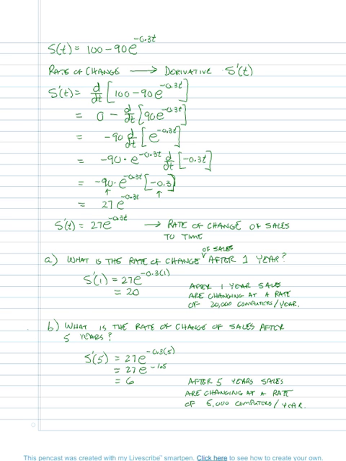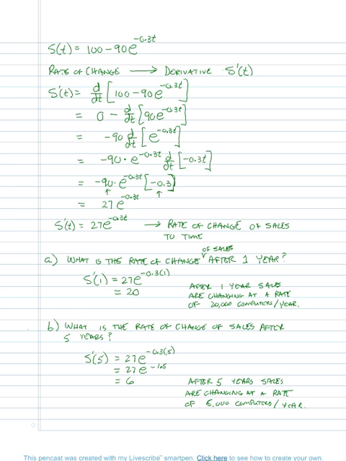It's not saying that we're selling 20,000 computers a year. It's not saying we're selling 6,000 computers a year. It's saying that after 1 year, the rate at which the sales are changing is by 20,000 a year. So if it continued to do this, then after 2 years it would be increasing another 20,000 a year. Well, we see that actually after 5 years, our rate of change is 6,000 computers.